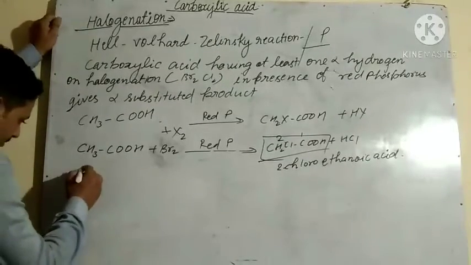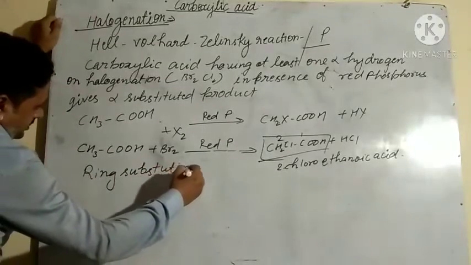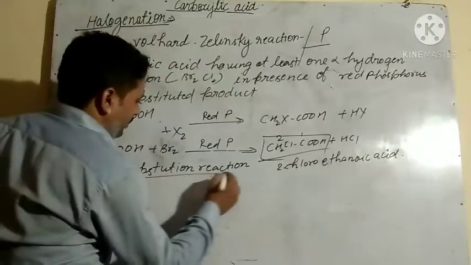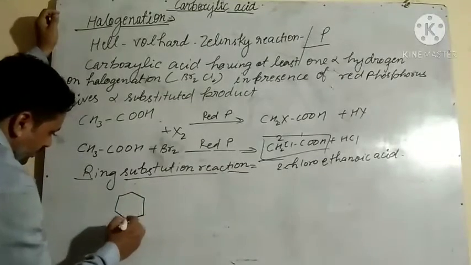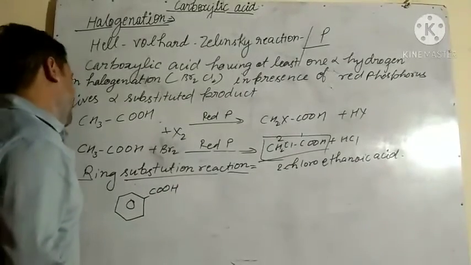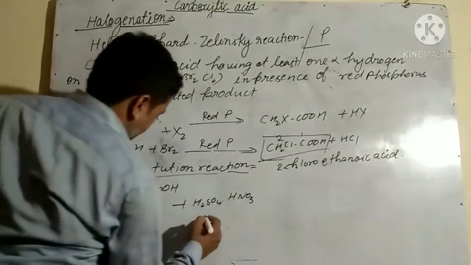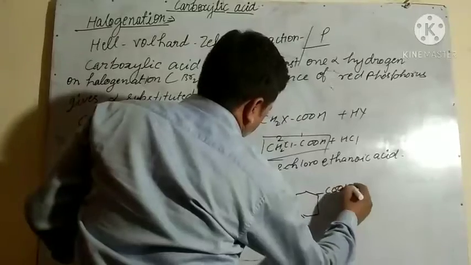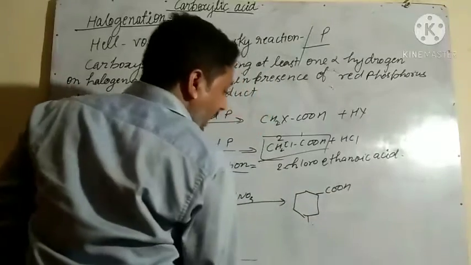And the last reaction of this chapter is the ring substitution reaction. What is the ring substitution reaction? The aromatic compound in which the carboxylic group acts as a deactivating group undergoes ring substitution reactions like this with H2SO4 and HNO3. So it forms nitro benzoic acid.